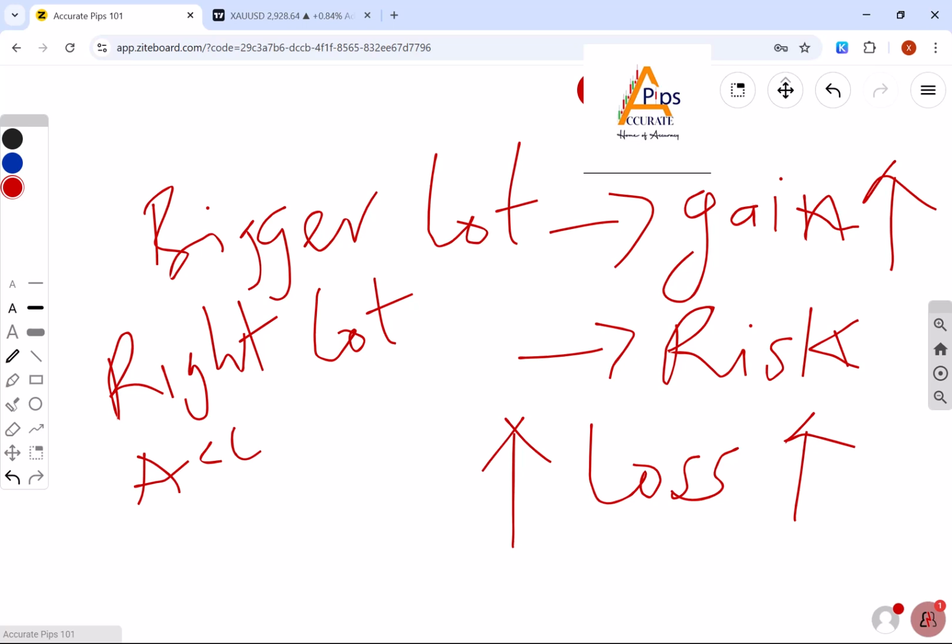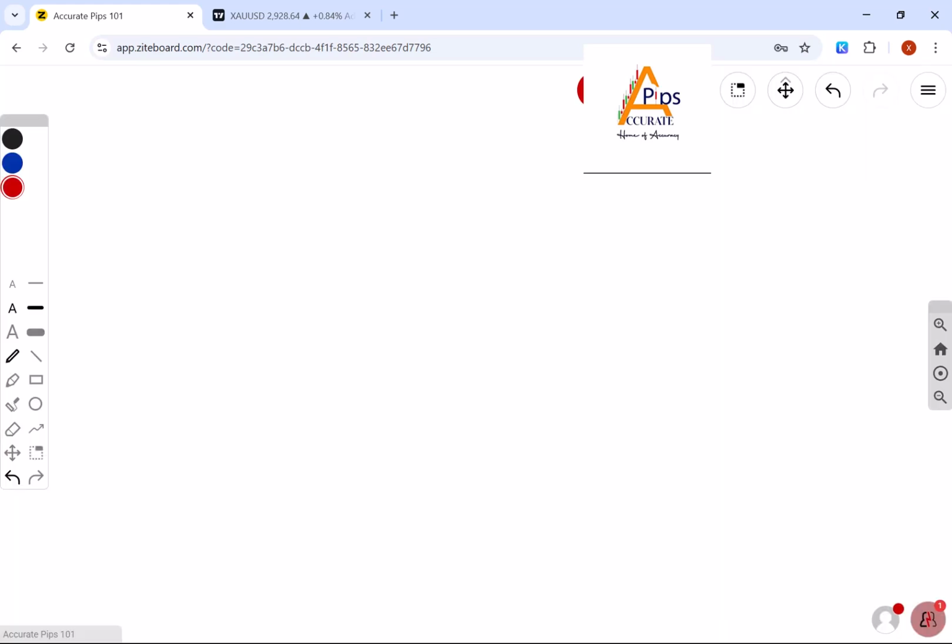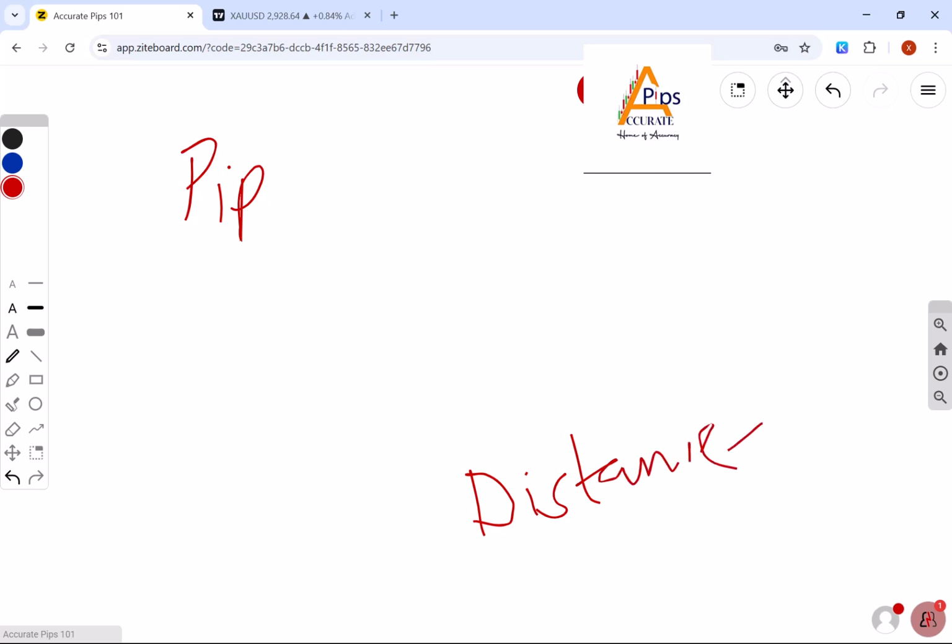Okay. All right. So let's go on to the next terminology. Let me clean the board. All right. Let's go on to the next terminology. That is PIP. The next thing we'll look at is PIPs or PIP. Now, when we take PIP, PIP is like when we say distance in physics or mathematics. Distance is measured in what?